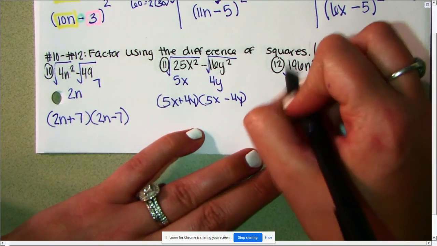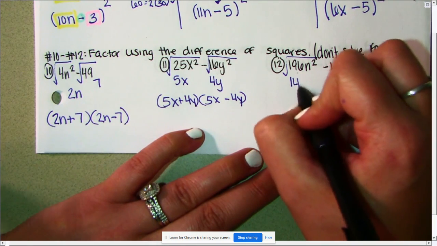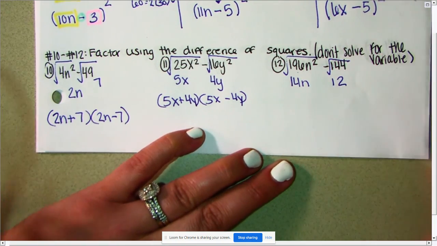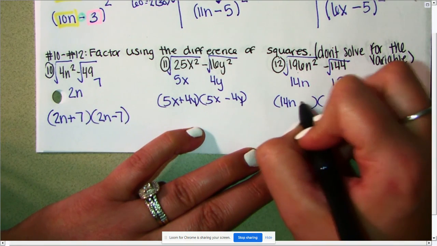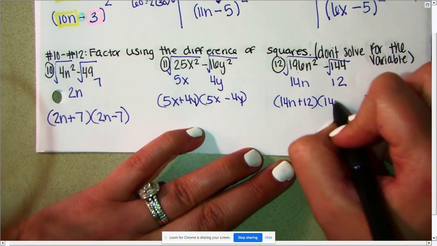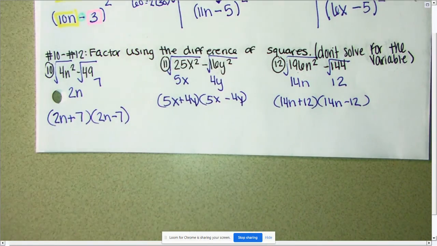Last one, square root, I get 14n. Square rooting, I get 12. Break it down: 14n plus 12, 14n minus 12. That's all. So you're not going to use factor by grouping, no quadratic formula necessary. Don't waste your time. Okay?